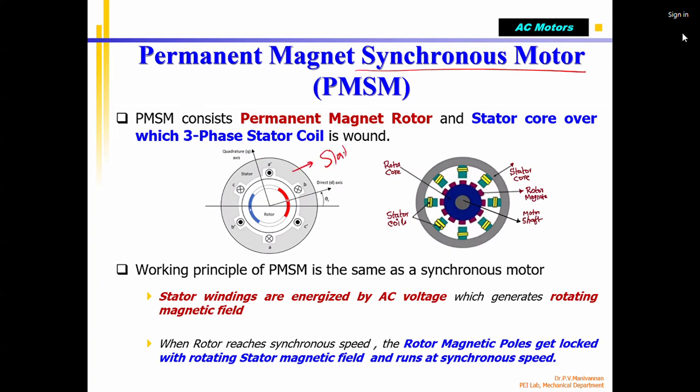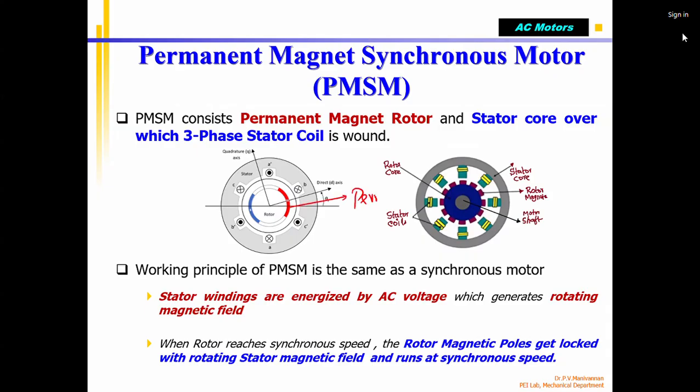The stator is the body. Inside that you have the stator winding coils. This is a three-phase coil. So you supply three-phase voltage, and again it creates a rotating magnetic field. The stator in a permanent magnet synchronous motor, PMSM, also creates a rotating magnetic field. The only difference from the synchronous motor is that the rotor is made of a permanent magnet.